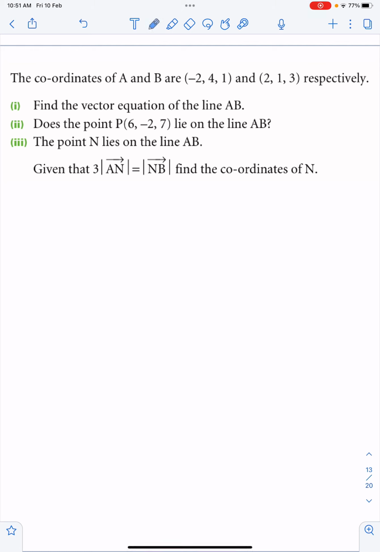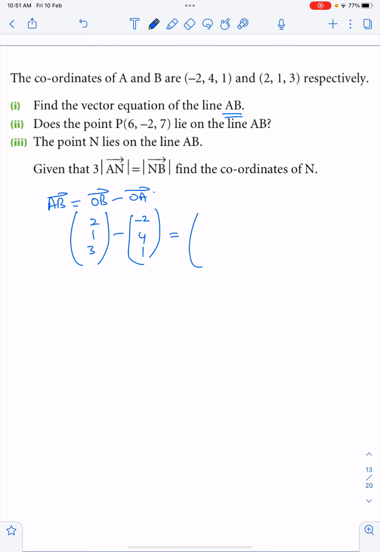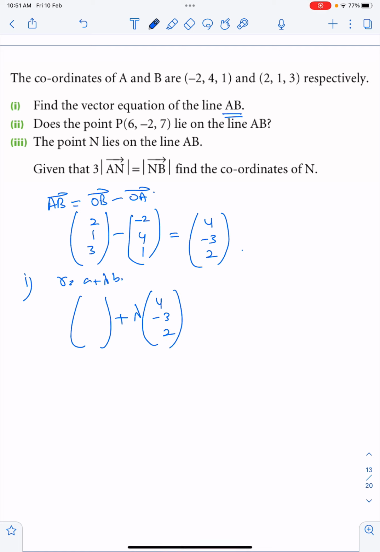Because I have to find out the vector equation of the line AB, I will find out AB, which is OB minus OA. OB is 2, 1, 3, and OA is minus 2, 4, and 1. So AB is minus 2 plus 2, which is 4, 1 minus 4, which is minus 3, and 3 minus 1, which is 2. So the vector equation of the line is R equals A plus lambda B. In place of B, I have to write down AB, because this is the direction vector of the line. And in place of A, I'm writing minus 2, 4, and 1. So this first part is done.